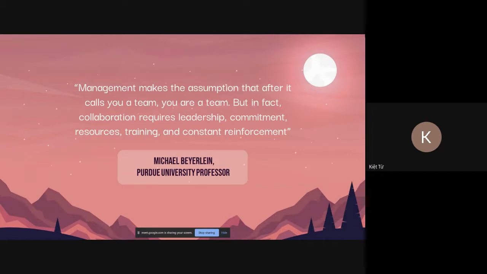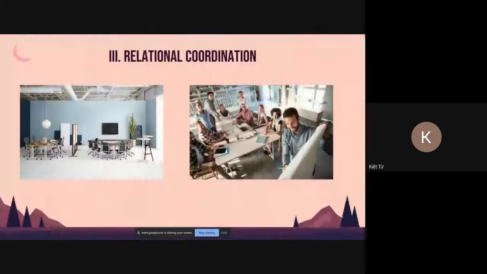It's my mistake. We're going to move to the previous line about relational coordination. So as you can see, coordination is carried out through a web of ongoing positive relationships rather than because of formal coordination roles or mechanisms. Employees coordinate directly with each other across units.